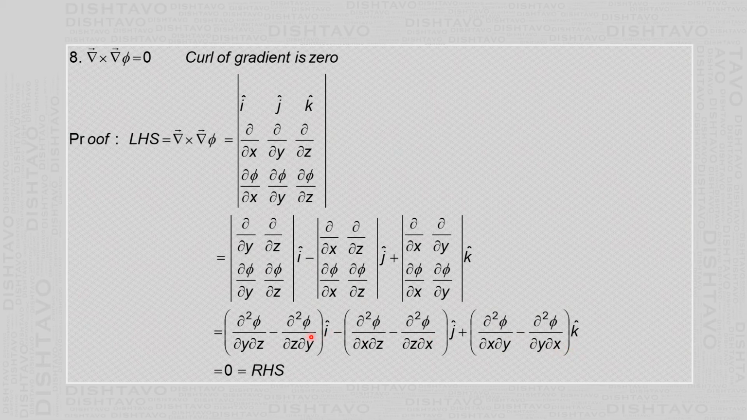Now here, see this ∂²φ/∂y∂z cancels with this second term, because ∂²φ/∂y∂z is the same as ∂²φ/∂z∂y. So when you subtract, this becomes 0. In the same way, this term also cancels and becomes 0, and this third bracket also cancels and becomes 0, which is equal to the right hand side.